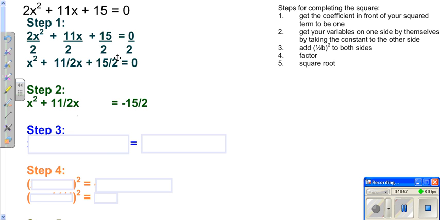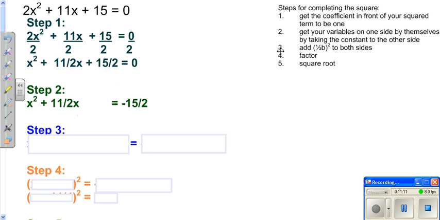By the way, I spotted a typo. There was a negative sign here, subtraction sign. I just changed it to a plus. So make sure you had that copied down correctly. So we get our variables here by themselves by subtracting this to the other side.